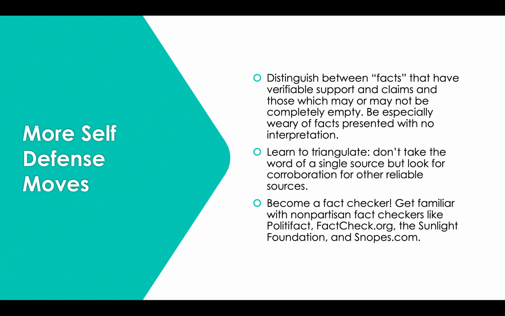Learn to triangulate. Don't take the word of a single source, but rather look for corroboration from other reliable sources. This means if you find something in one source, go look for that same piece of information in other sources and make sure that everybody is reporting it the same. This way you can get a bigger picture of whatever it is that you're looking at.